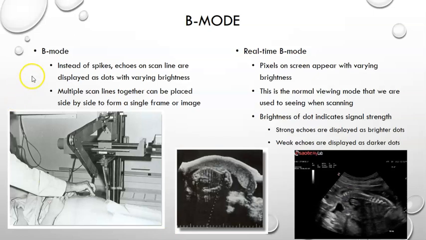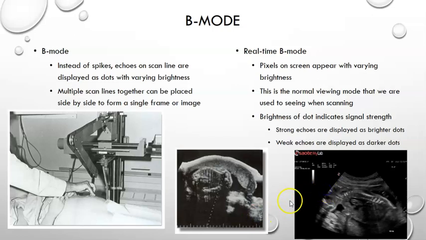So with B mode, we place the dots on the screen as varying degrees of brightness. We put multiple scan lines together, one right next to the other, to form an image. When we talk about real-time B mode, this is called a static scan in the middle here. This is an old static scanner on the left. They were very difficult to work with, but they gave us our first grayscale images. So you'll hear these called static scanners or B scanners sometimes. They gave us our first B mode.